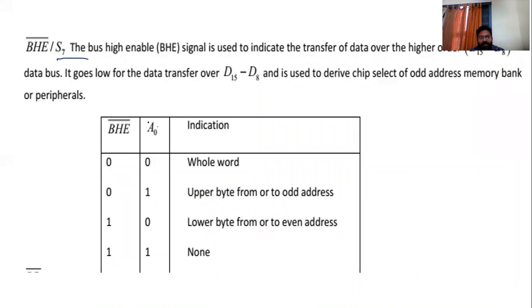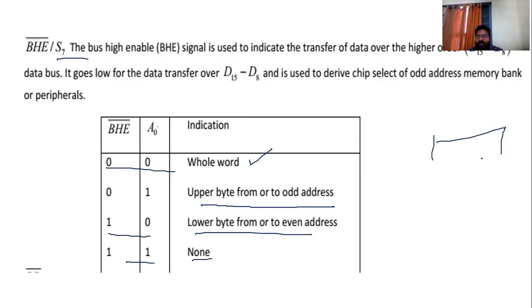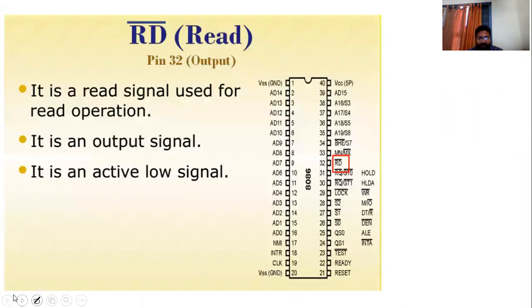Under this signal, if it is 0 0, now see this, if it is 0 1, it can only take the upper byte from the data. So 1 0, it can take the lower byte of the data. 1 1 is none. I will tell you in the next class. There is a physical address, and at that time you can address the odd address as well as the even address. The entire address is also divided into 8-bit even and 8-bit odd addresses. The physical memory organization, you will see that.